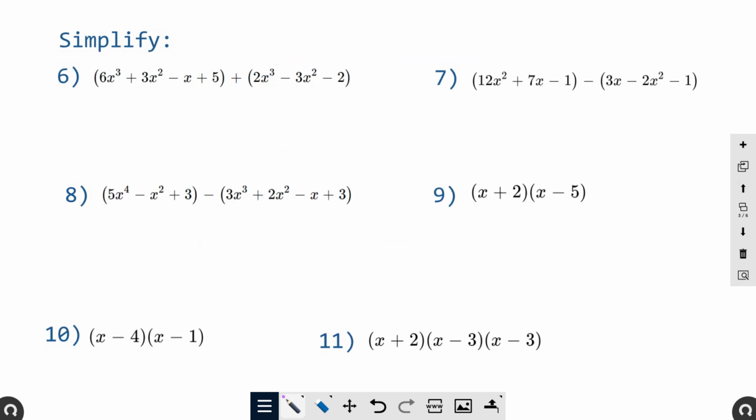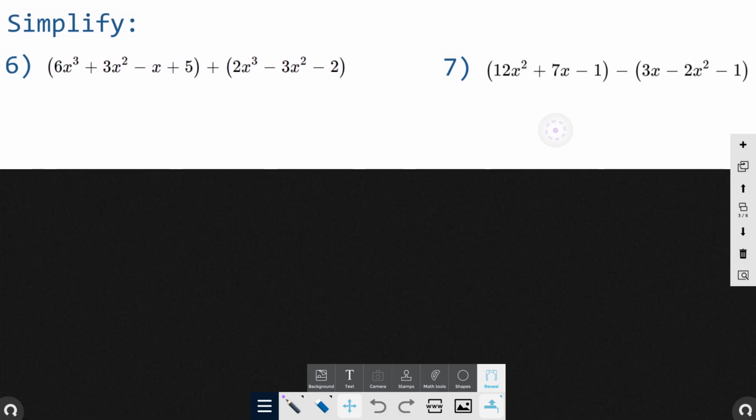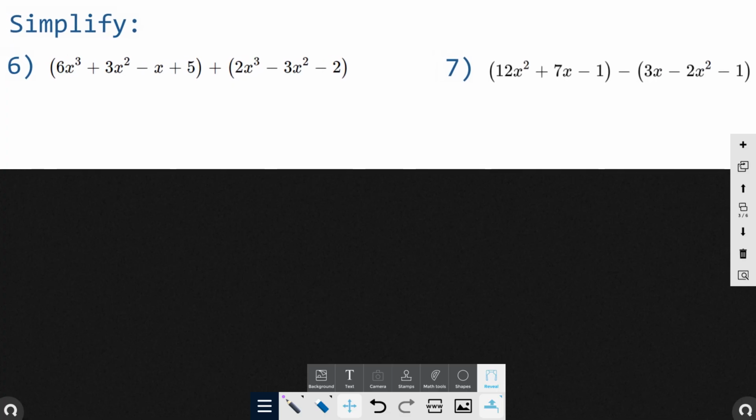All right, so let's do some simplifying. Oh, you're like, all right. Let me make this a little bit bigger for you guys so y'all can kind of see the problems a little better. Is that okay? All right. Just write down problem number 6 so far. Just got some more things in there.